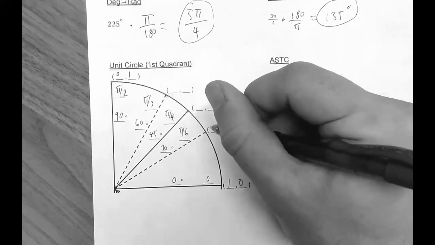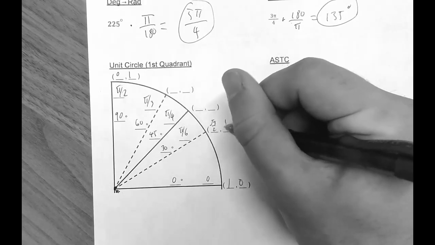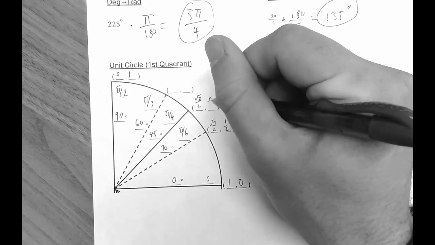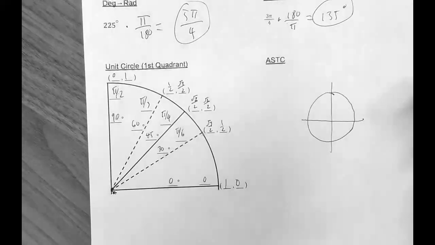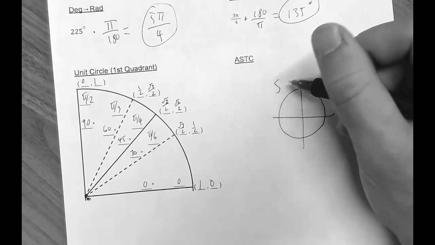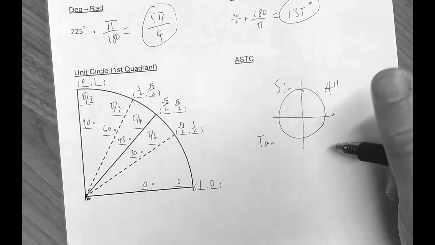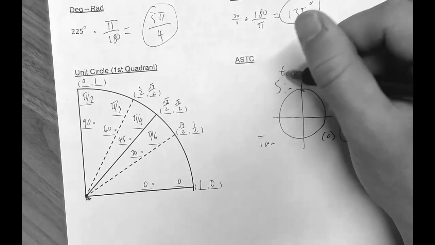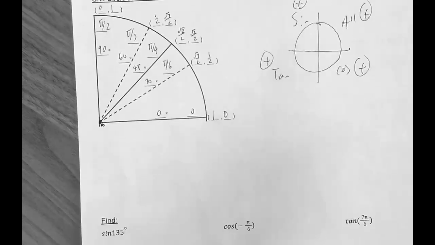And we have here, these are different triangles, right? So this is root 3 over 2, 1/2. This is root 2 over 2, root 2 over 2. And this is 1/2, root 3 over 2. And this ASTC means all are positive here, only sine is positive here, only tan is positive here, and only cosine is positive here. This is what's positive. Okay, and that's how you memorize that. Again, a note card.